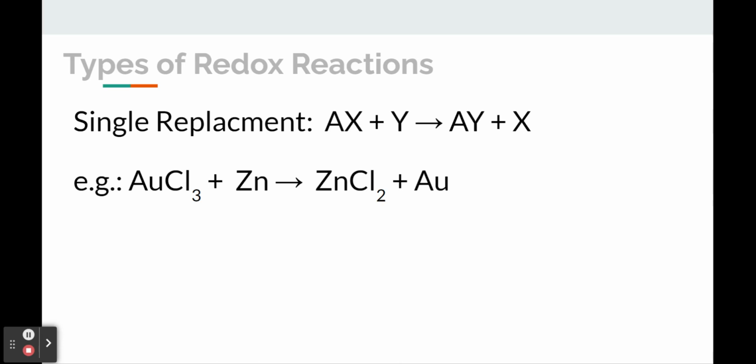So you can spot single replacements because typically what you're going to have is a compound plus an element makes a compound plus an element. So single replacement, synthesis, and decomposition reactions, all those three are examples of redox reactions that you see out in the real world.